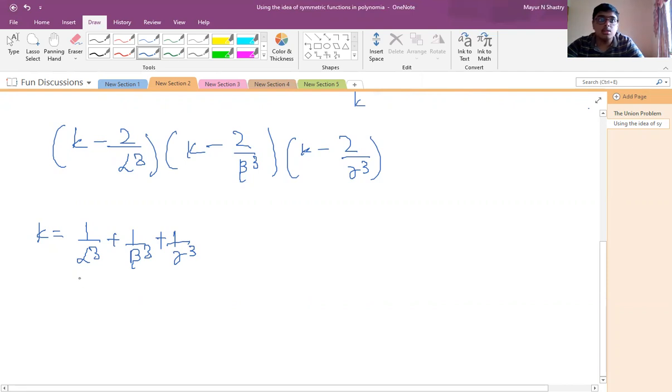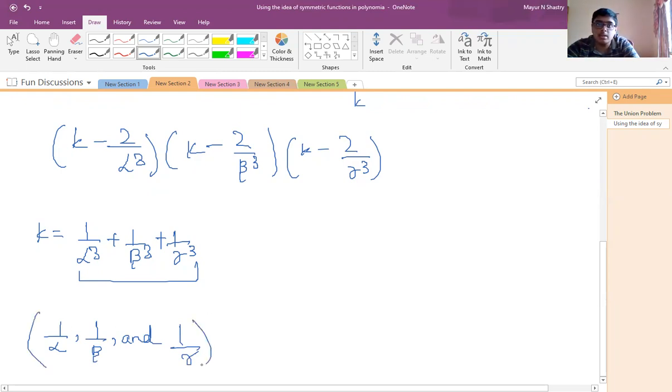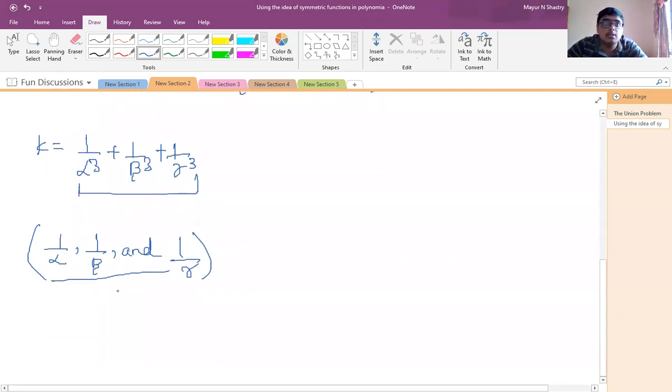So this is of course a symmetric function. You change any two of alpha and beta, you get the same expression. It's obvious. So we need to first find the polynomial with roots 1 by alpha, 1 by beta, and 1 by gamma. First, we need to find that because then only we can use the idea of symmetric functions. So let us find this.